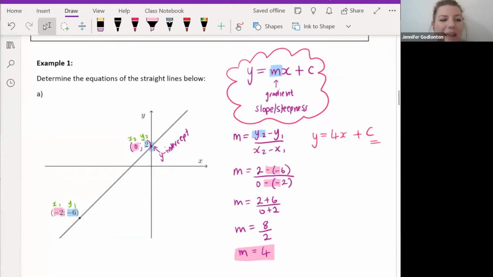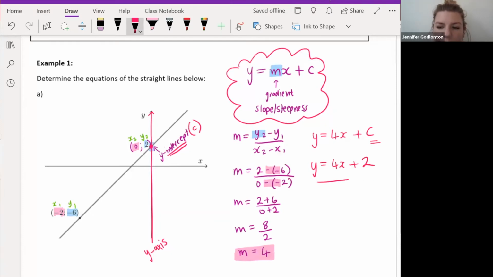Basically, your y-intercept is wherever your graph crosses the y-axis. That's my y-axis, and that's my y-intercept, and our y-intercept is c. It's going to be our y value at that point, which in our case is 2. So we're going to say y is equal to 4x plus 2, and that is our full equation. Then we've done the entire thing.